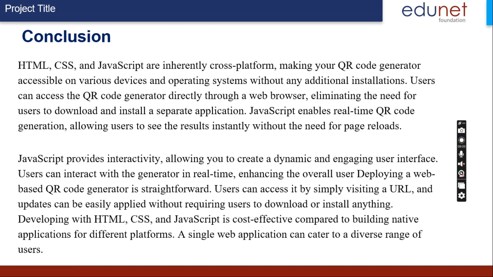Next, coming to the conclusion. HTML, CSS, and JavaScript are inherently cross-platform, making your QR code generator accessible on various devices and operating systems without any additional installations. Users can access the QR code generator directly through a web browser, eliminating the need for users to download and install a separate application. JavaScript enables real-time QR code generation, allowing users to see the results instantly without the need for page reloads.